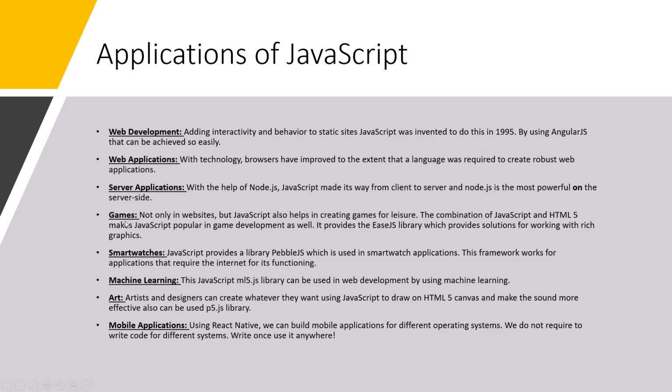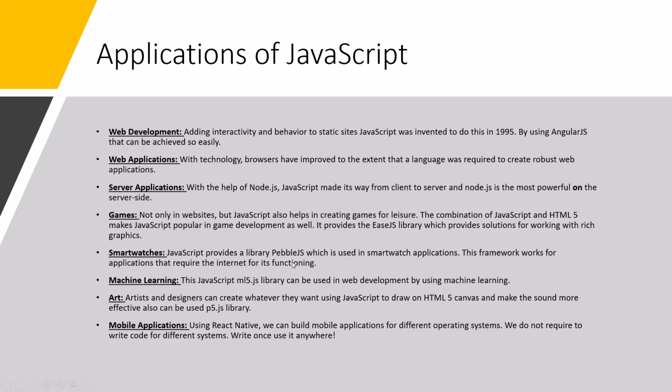Next is games, where we use JavaScript. Not only in websites, JavaScript also helps in creating games for leisure. The combination of JavaScript with HTML5 makes JavaScript popular in game development as well. It provides the EaselJS library, which provides a solution for working with rich graphics. Next is smartphones. Smartphones are one of the applications where JavaScript provides libraries like Pebble.js, which is used in smartphone applications. We will see the details of these applications in our coming videos.